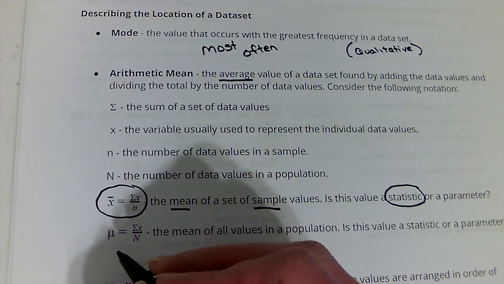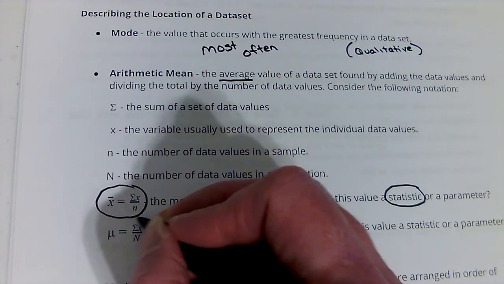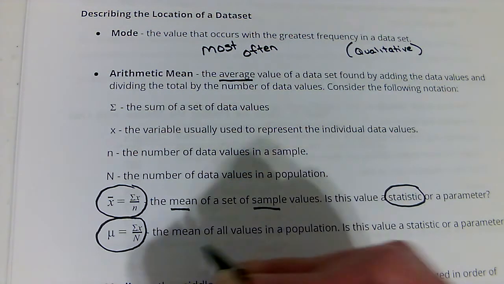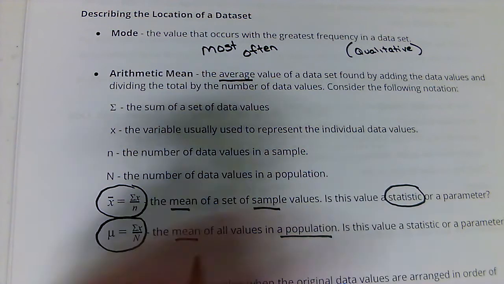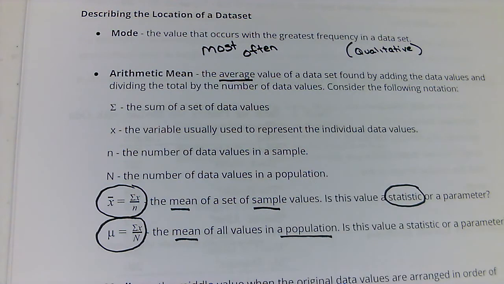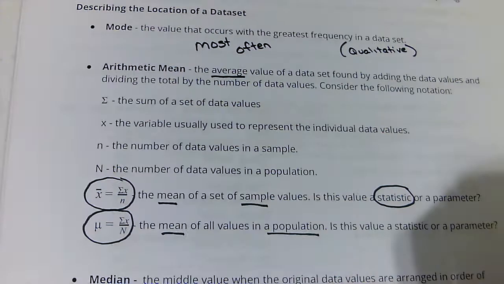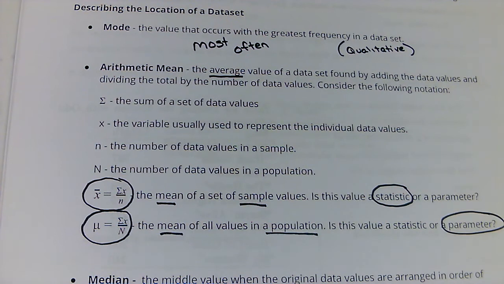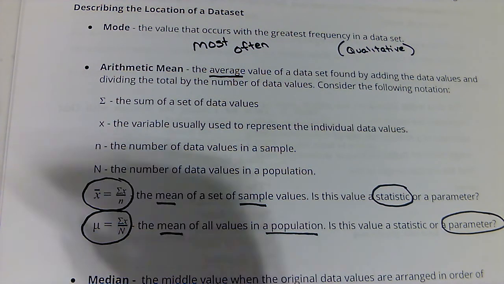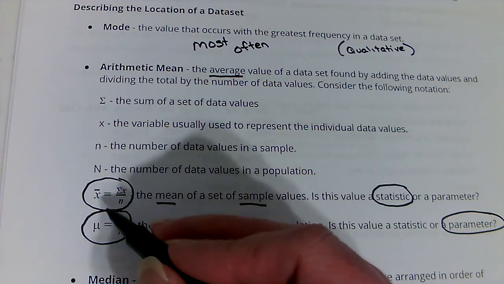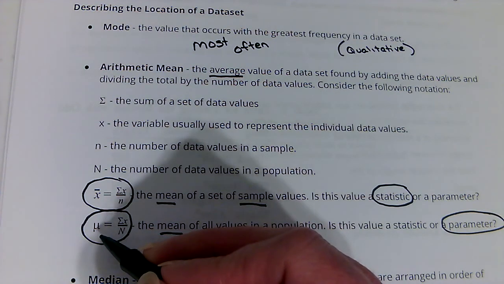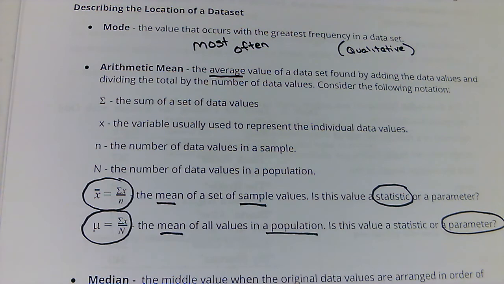Now, this crazy symbol, this is the symbol mu. It represents the mean for the population. So you'd add up all the values in the population divided by how many you have in the population. Is that a statistic or a parameter? That's a parameter. More times than not, we know the sample values, and we're using this mean to estimate the mean of the population.